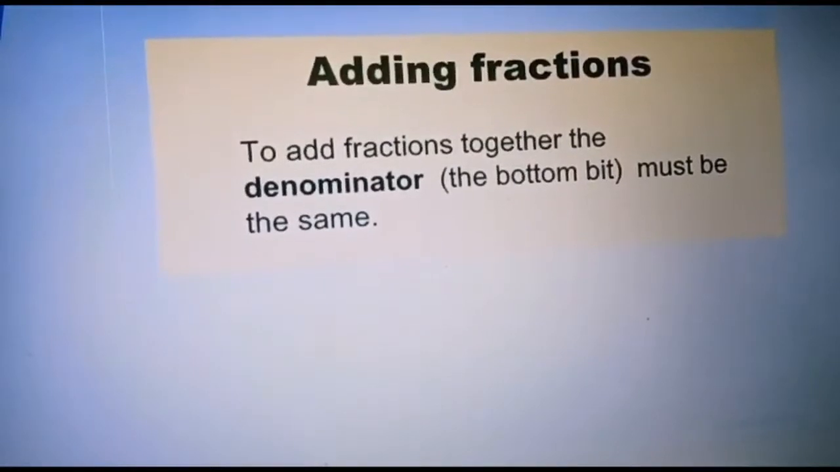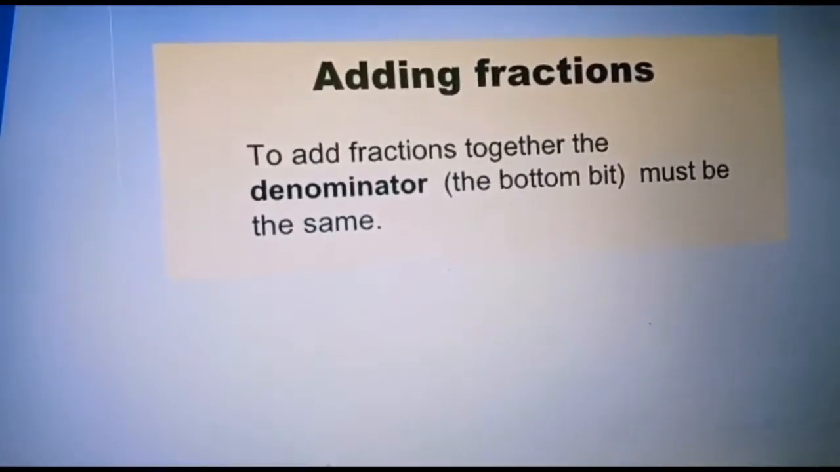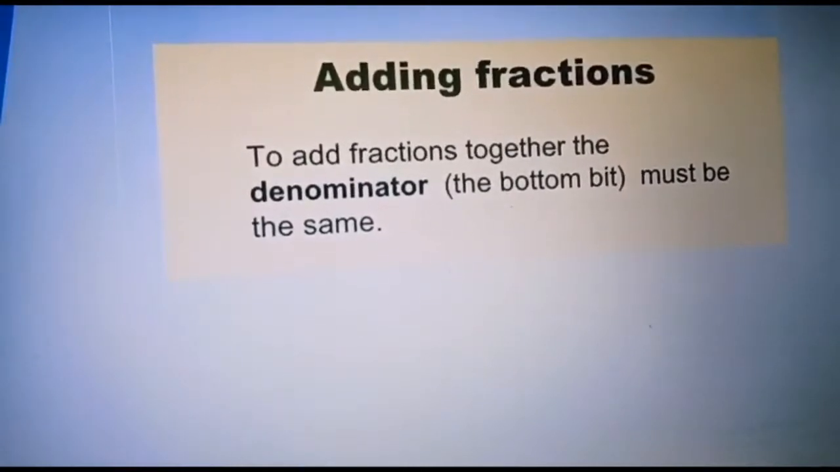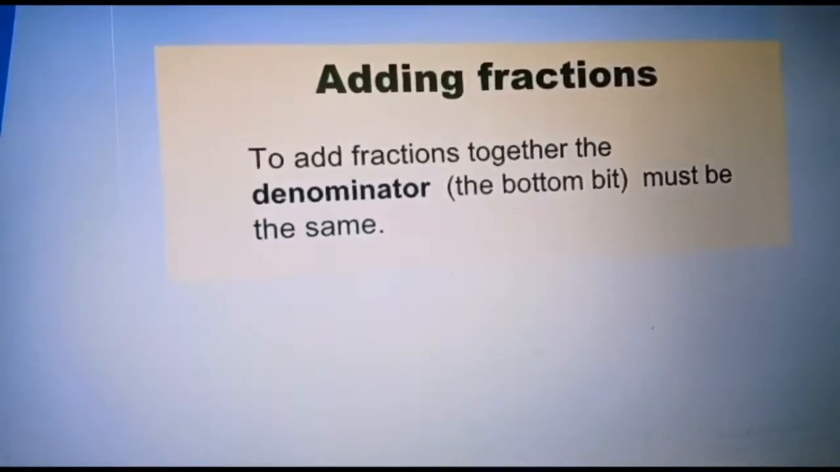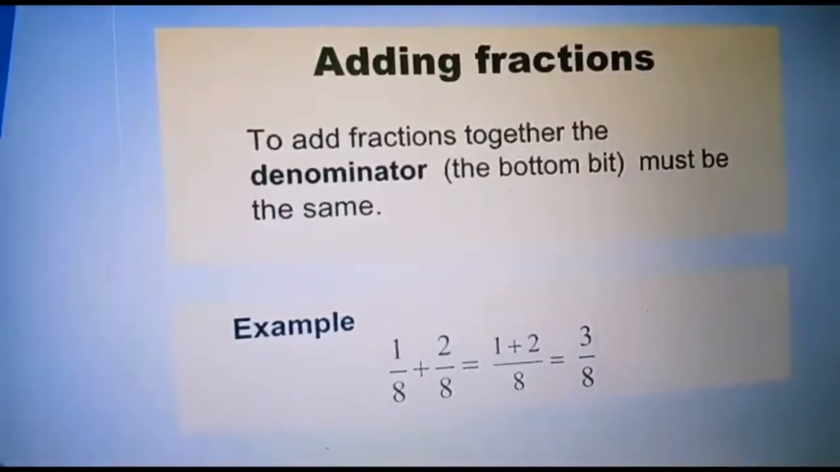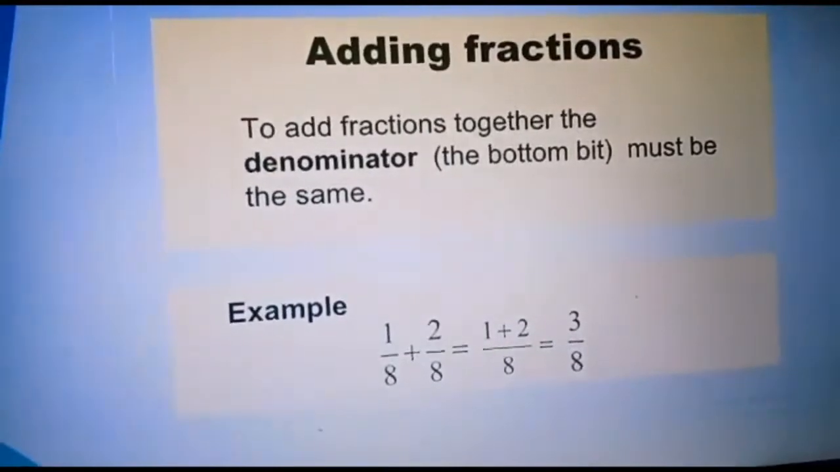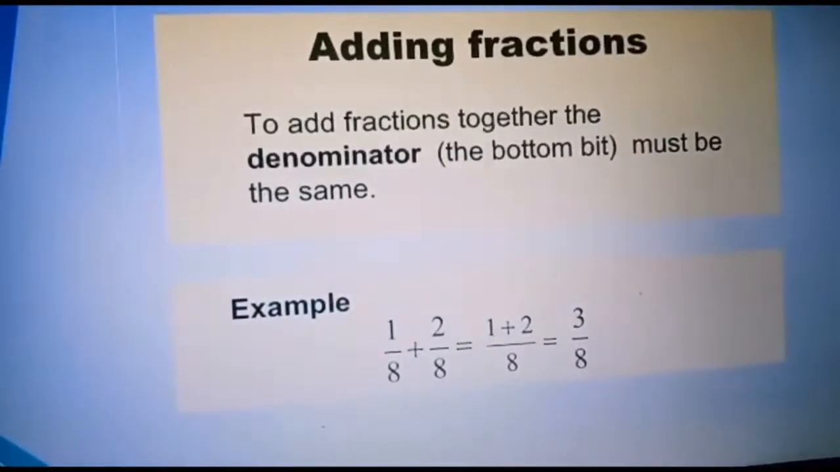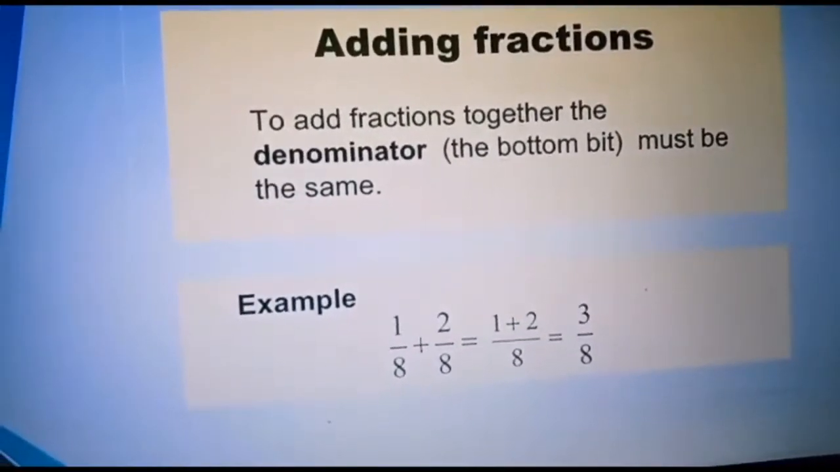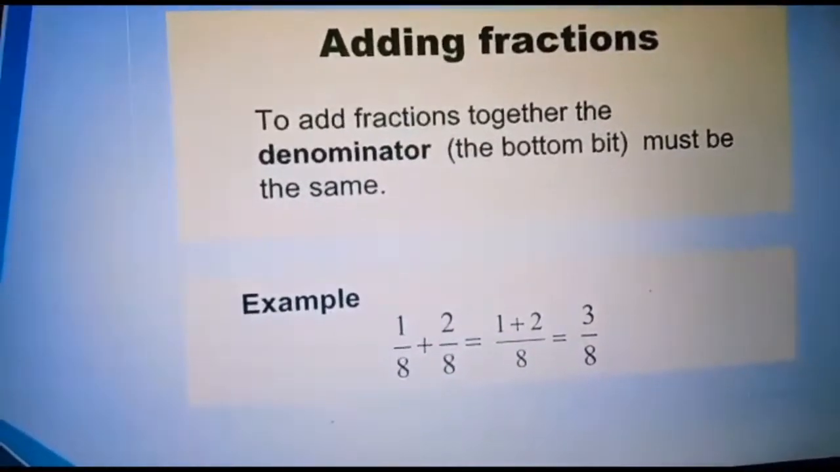So what is the first rule? To add fractions together, the denominator should be the same. So the denominator should be the same, then only we can add the fractions. Now I will show you one example, which is 1 by 8 plus 2 by 8. Can you see the 8 and 8? The denominator is 8 and the other fraction's denominator is also 8. So we can easily add the numerators.